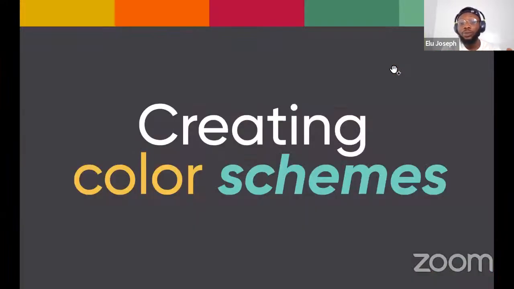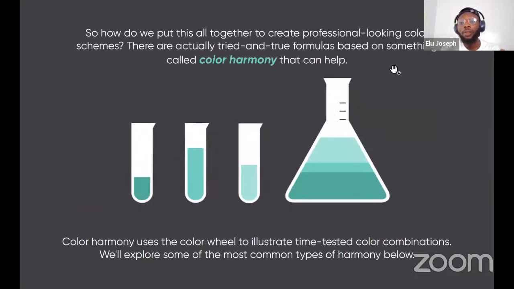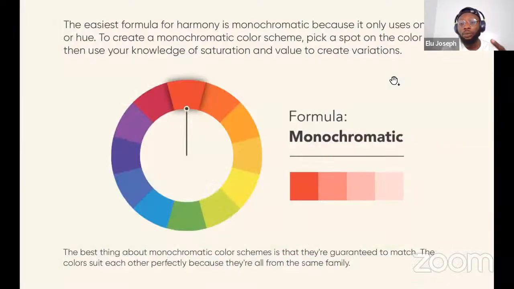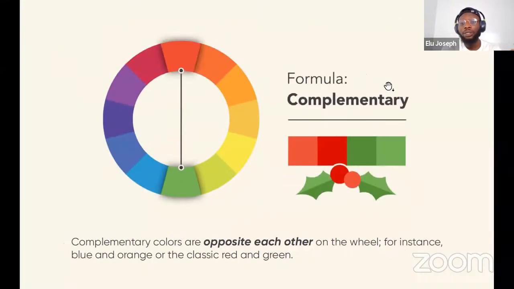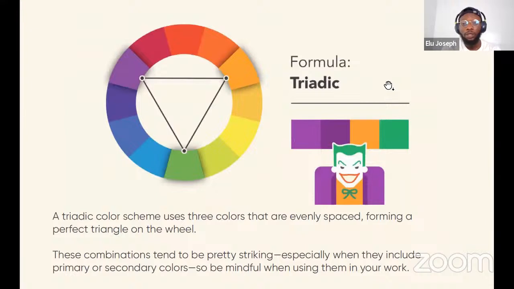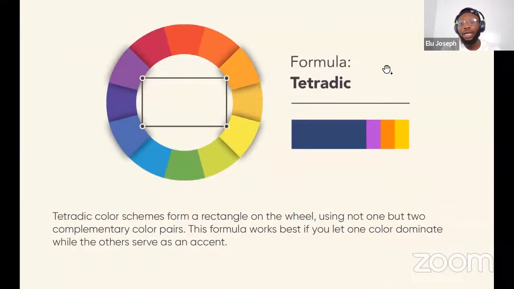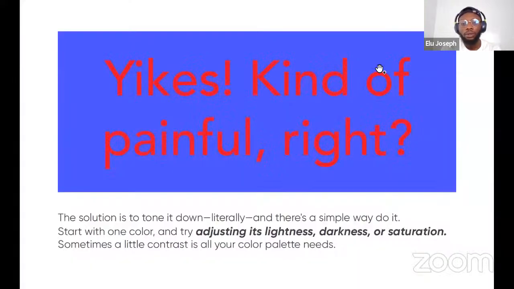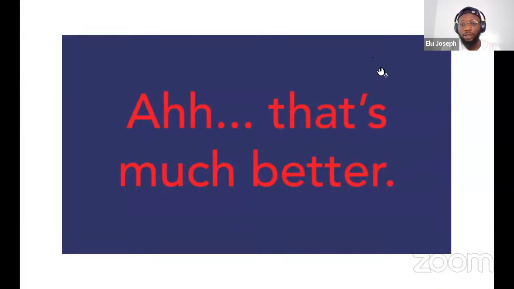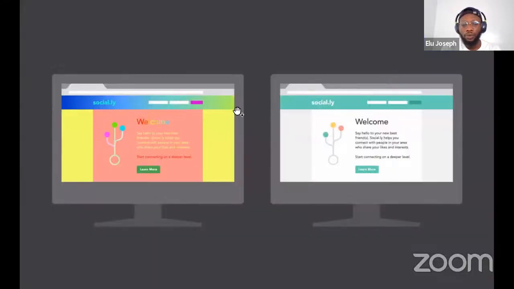Then we created color schemes using the color harmony formula, which we talked about: monochromatic, analogous, complementary, split complementary, of course, triadic, and tetradic. Then we talked about mistakes to avoid as well. This kind of mistake is why saturation and value is important. This is better, right? And we compared these examples as well.